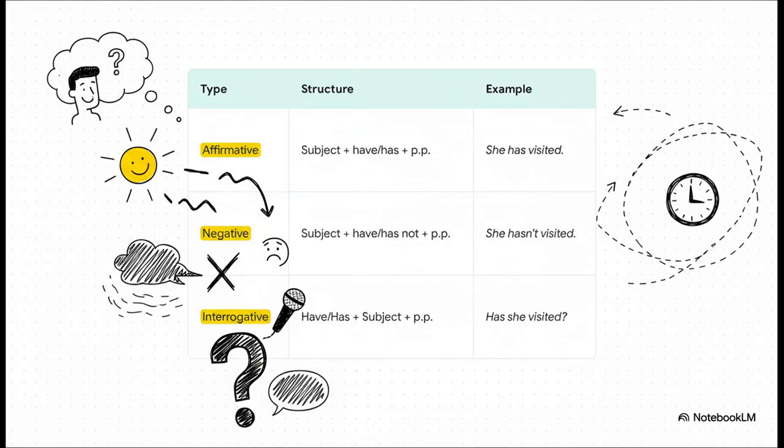And this little formula is super flexible. For a regular positive statement, she has visited. Easy. Want to make it negative? Just pop in not, or usually we just say hasn't. She hasn't visited. And if you need to ask a question, just flip the first 2 words. Has she visited? See? Same ingredients, just mixed up a little differently.